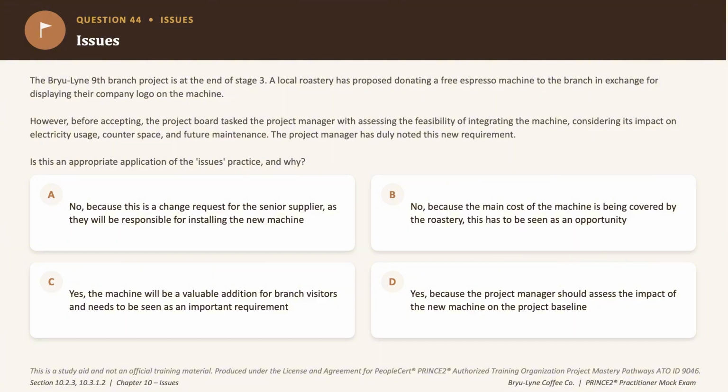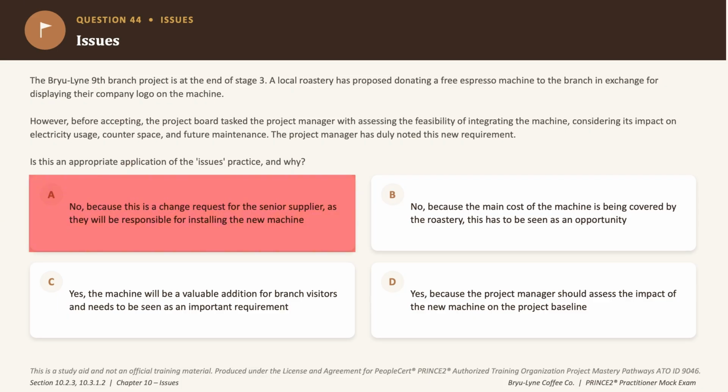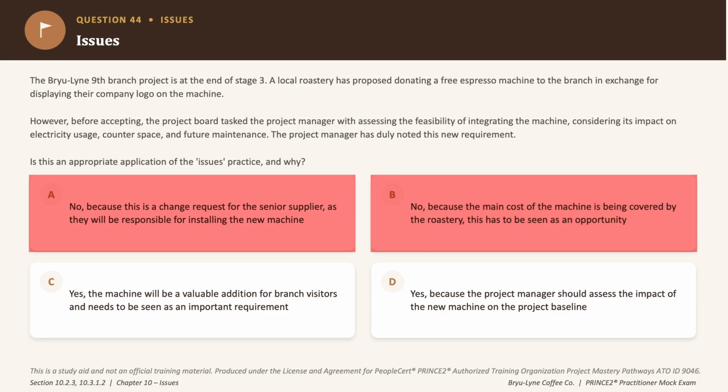Option A frames this as a change request for the senior supplier, but ownership of installation doesn't change who needs to assess the impact first, which would be the project manager, not the senior supplier. So eliminated. Option B says no because the roastery is covering the cost, so it must be an opportunity. But think about it, cost coverage doesn't really remove the need to assess the overall impact or the total cost of ownership on the baseline, right? So an incorrect answer choice.